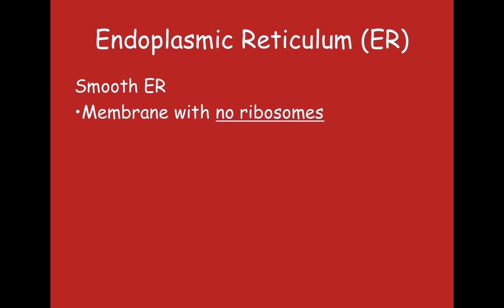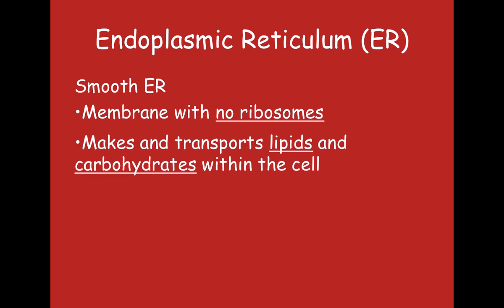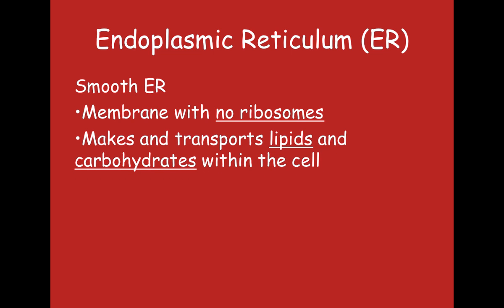The other type of ER is the smooth ER. This is the membrane that has no ribosomes in it. I kind of think of this as like the superhighway. It's going to make and transport lipids as well as carbohydrates. So the rough ER is basically like the protein-only lane, and then the smooth ER is the lipid and carbohydrate-only lane.